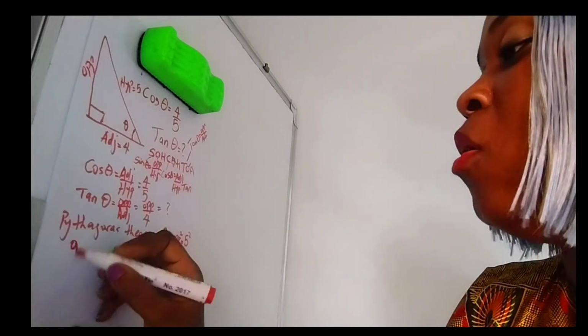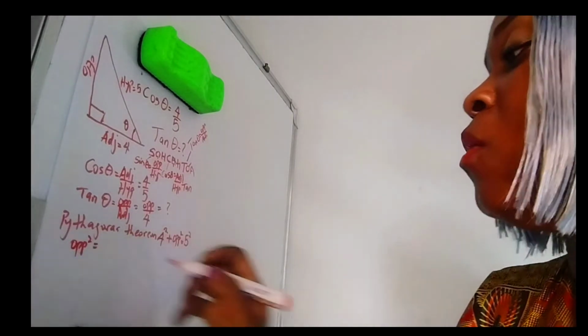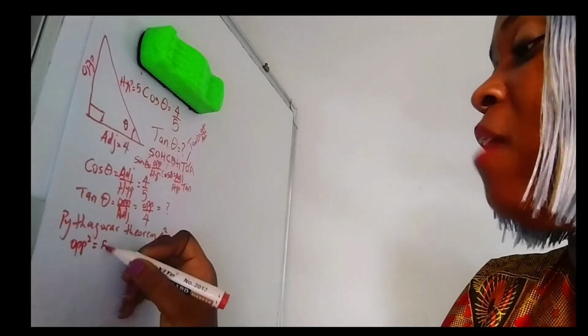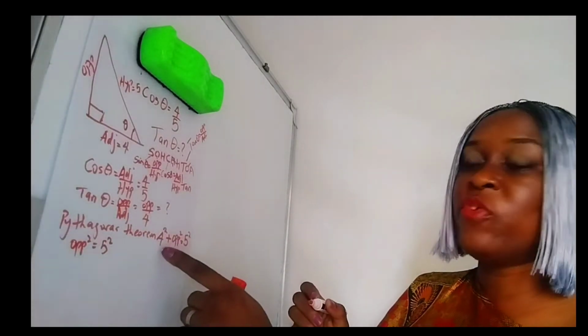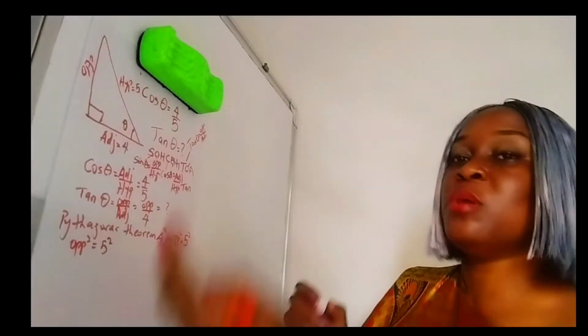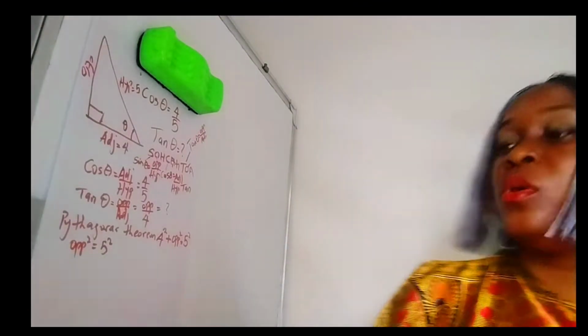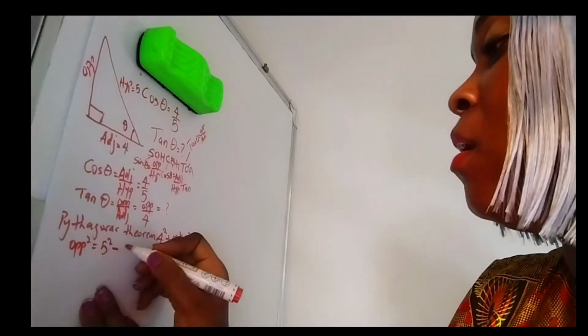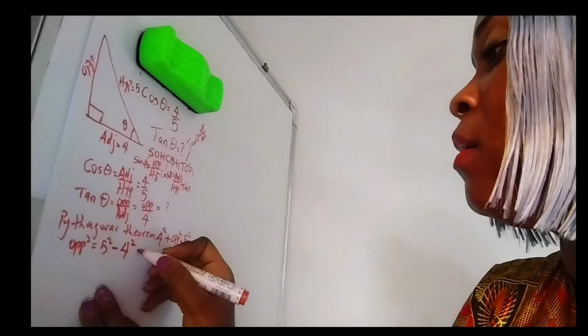You say opposite square equal to 5 square. Well, I'm going to move the 4 square to the other side. It's going to jump to the other side of the equation. So we say 5 square minus 4 square.